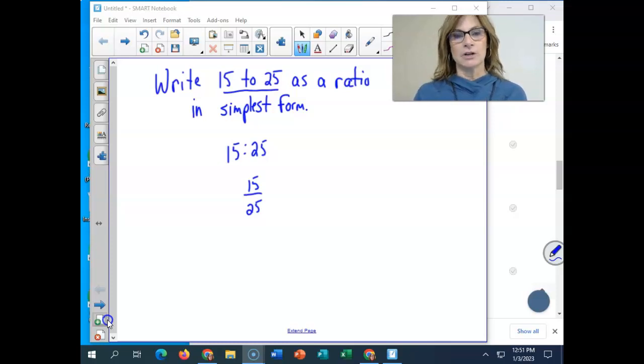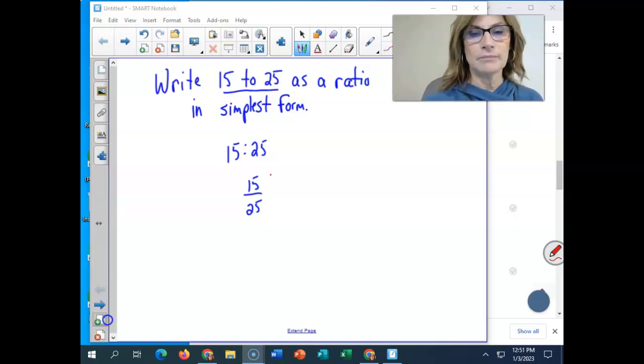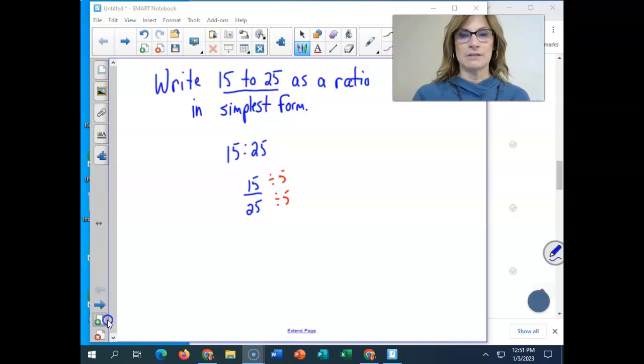But otherwise, you can look at 15 over 25 and think, okay, what goes into 15 and 25? Do they have a common factor, something that divides into them equally? Well, they're both divisible by 5. So either on paper or in your head, you'll divide everything by 5. 15 divided by 5 is 3. 25 divided by 5 is 5. So 3 to 5 would be our simplest ratio, and we could write it that way. Or we could write it this way, or you could write it 3 to 5.